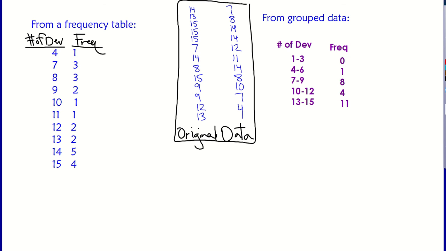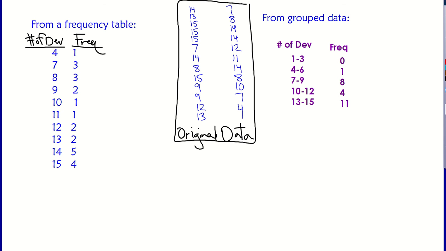The last thing that we need to talk about with the variance and standard deviation is, can we find the variance and standard deviation from a frequency table, or if we had grouped data, can we find the variance and standard deviation? So from our original frequency table of devices, the original data is the box that's in the center, and on the left side here I have the frequency table that I used at the beginning of the video.